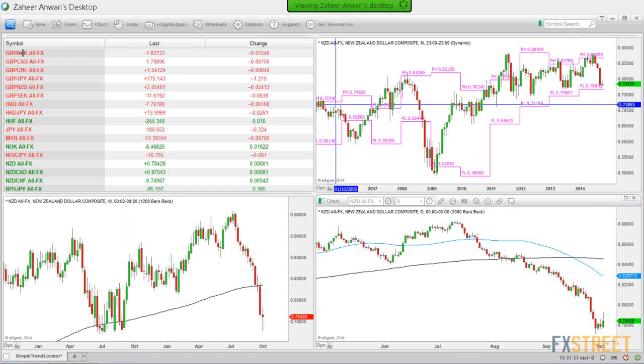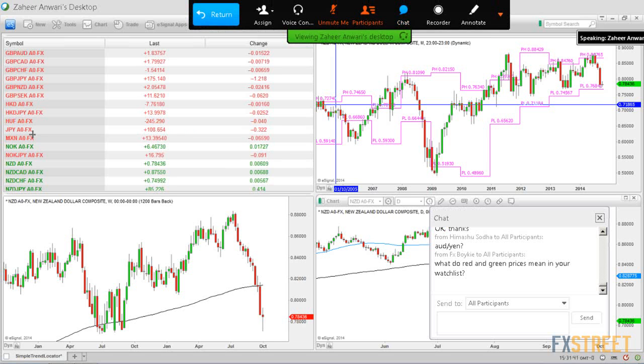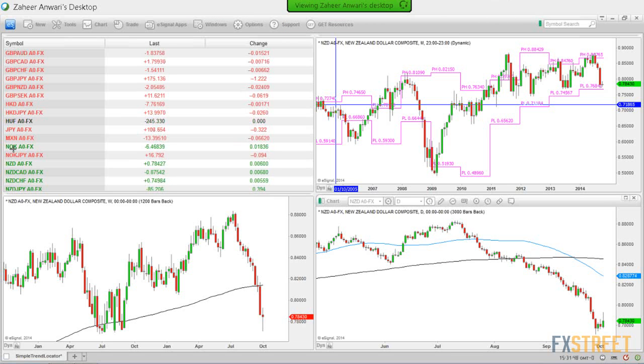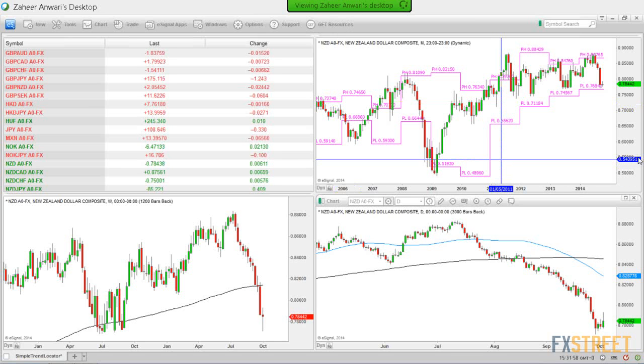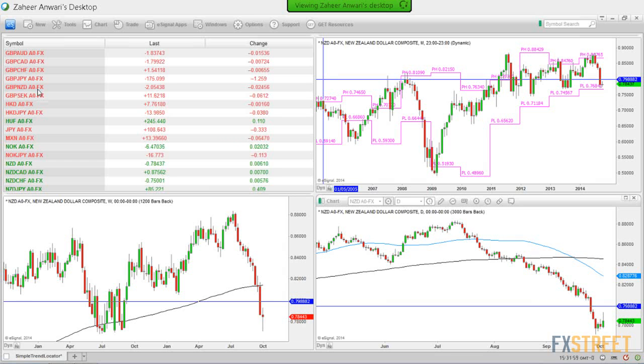Okay, that's a good question. Basically being asked, what does red and green mean? It basically means that today's been a bearish day. So if it's red, it's been a bearish day. And if it's green, it's been a bullish day. So it's just really telling you whether price has moved further down or further up today, not overall. Okay, you're welcome. Right, let's have a look at the Aussie Dollar Yen.